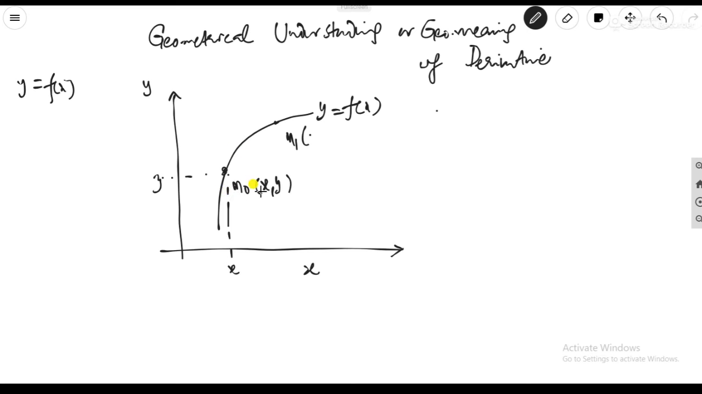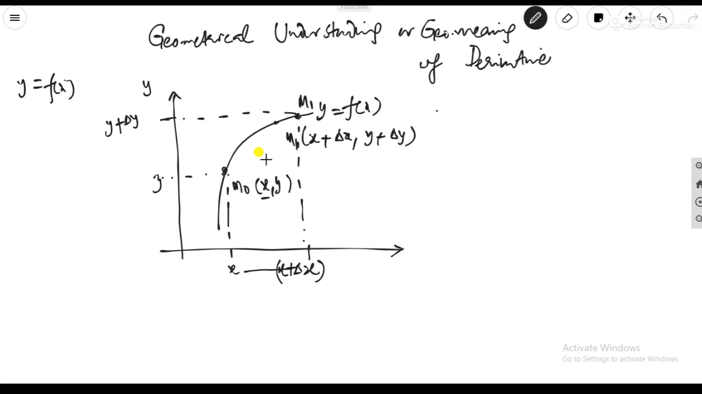Now let us increase the value of x by delta x. Now we take one more value here somewhere which is corresponding to delta x, that is x plus delta x. This is x plus delta x, and the corresponding y will be y plus delta y. These are the coordinates of this point. This is m1, and now let us draw a line connecting these two points.